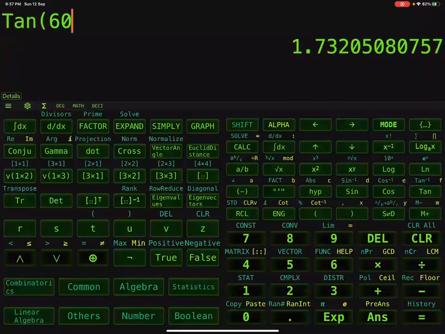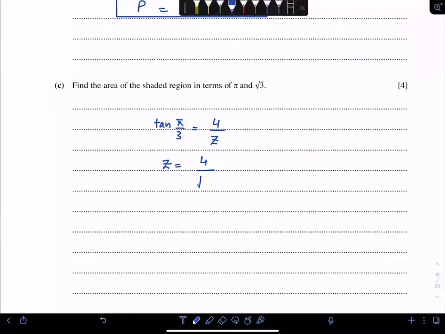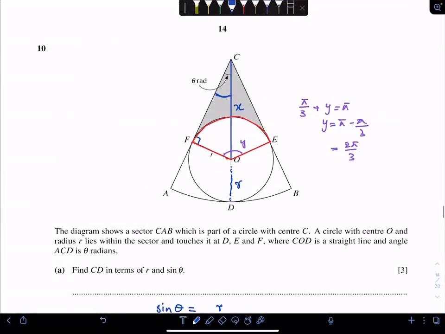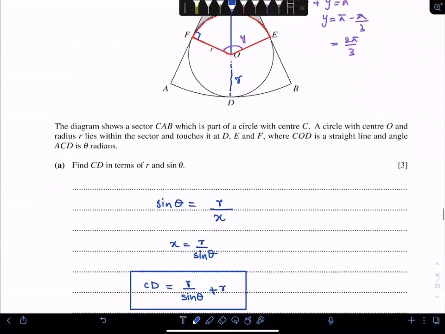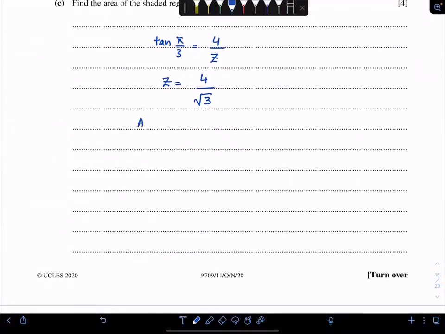And 10, 60 under root 3, yes. This is under root 3. We find first this length. 1 by 2 base into height. Area of both triangles.